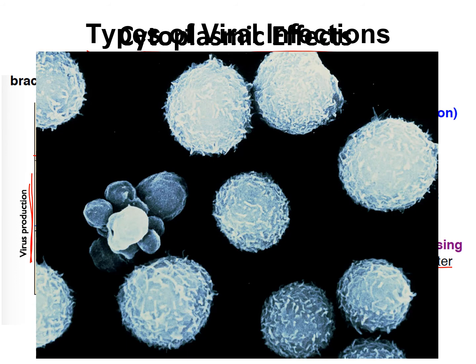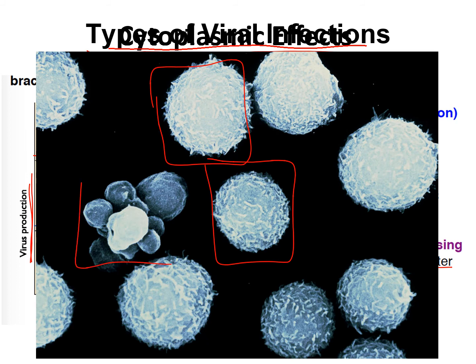Because viruses are too small to be seen with the light microscope, one of the ways we can identify a viral infection is by cytoplasmic effects. So these are changes we can see in the host cell. So for instance, this is what these normal host cells look like. And when you see a cell that has a different morphology, that indicates a viral infection.